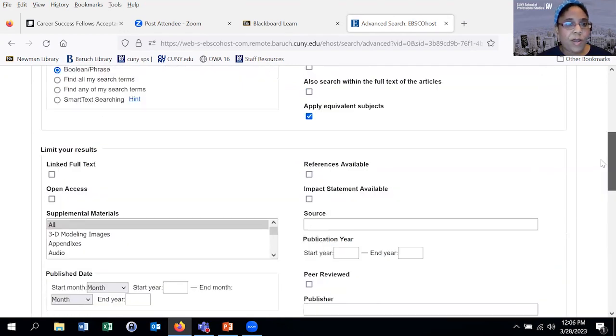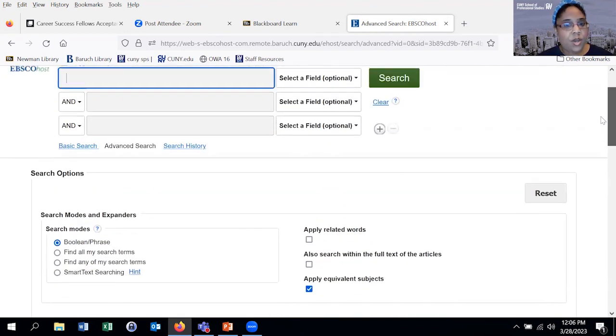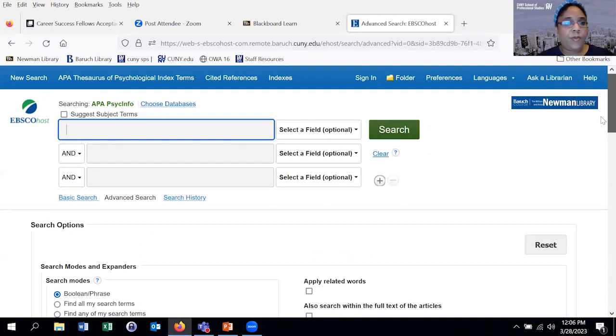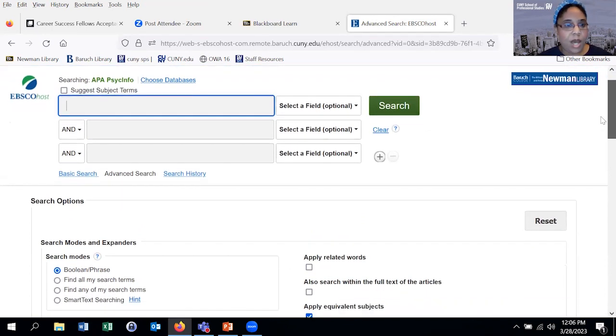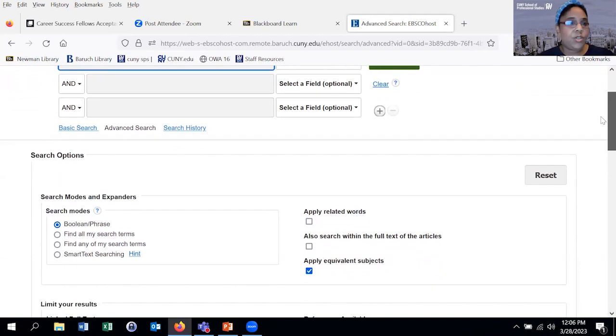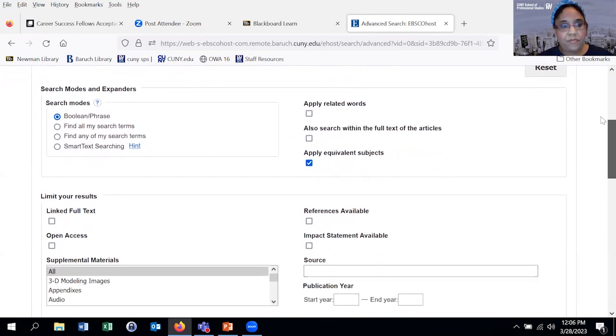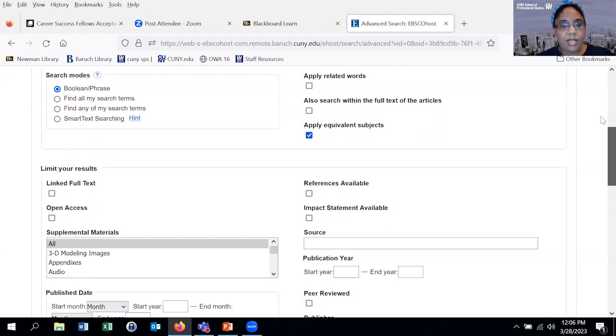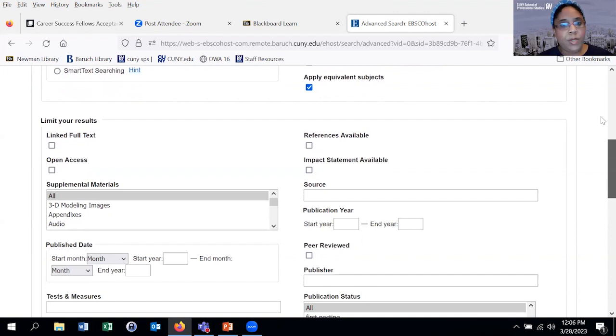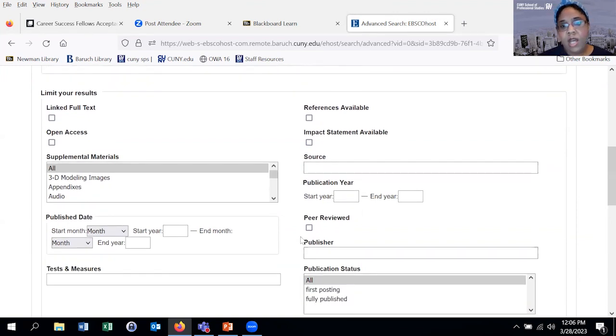I want to show you very quickly this page. If you notice here, there are the different search boxes, dialog boxes, and you can do an advanced search, you can do a basic search. I'm going to do an advanced search, and you can click on link full text, references available. You can click on a wide variety of things here. What we're going to click on is peer reviewed. So peer reviewed is what we're clicking on.